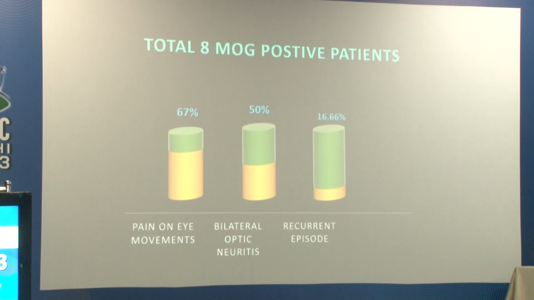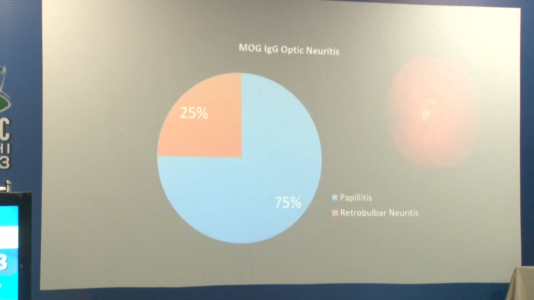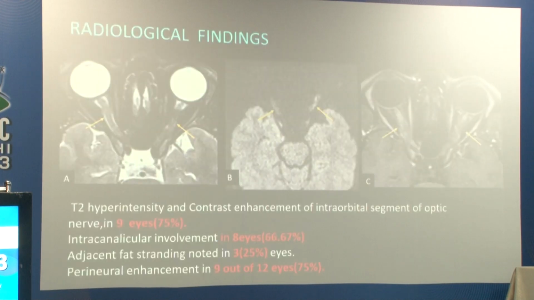And out of these 8 positive patients, pain on eye movements was present in 67%, bilateral presentation was seen in 50%, and a recurrent episode was seen in 16.6%. 75% had disc edema, and 25% had retrobulbar neuritis.